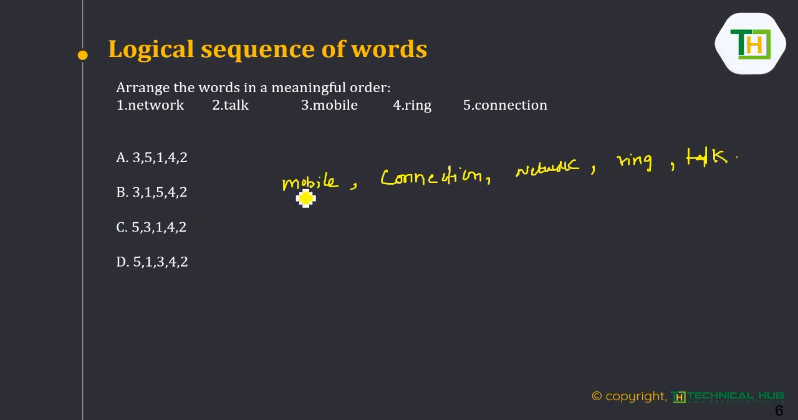So mobile, after that connection, after that network, after that ring, and finally talk. So this is the order. Mobile means third, connection means 5, network means 1, ring means 4, talk means 2. So 3, 5, 1, 4, 2. Given the options, 3, 5, 1, 4, 2 means option A is the correct answer. Yes, 3, 5, 1, 4, 2. Good, very good.